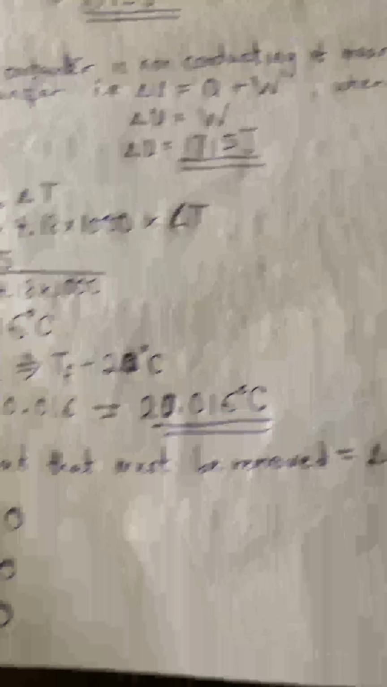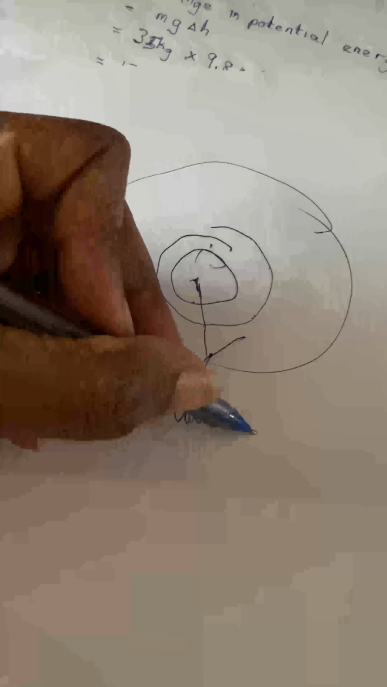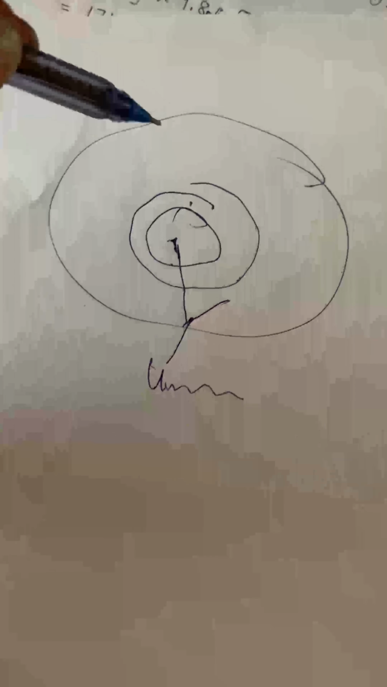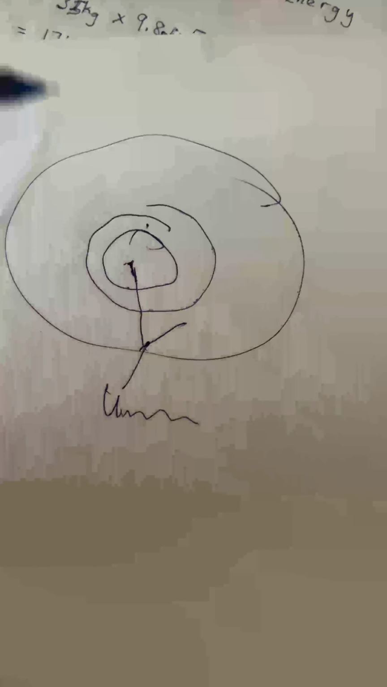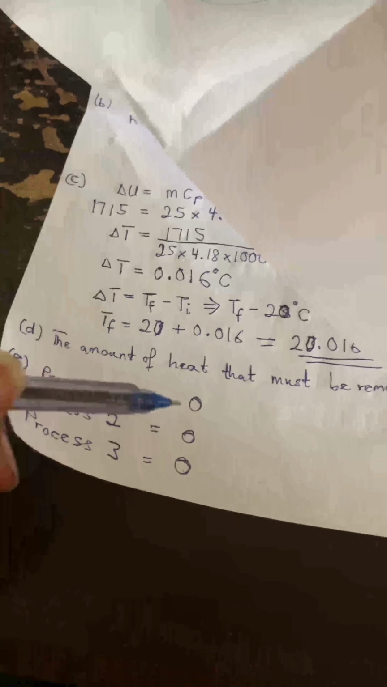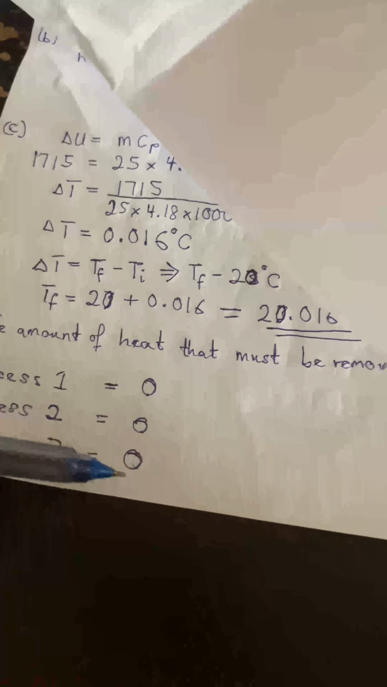So here we have a system, and we have a boundary separating the system, and we have the surrounding. The system together with the surrounding is what we call the universe, and the total energy in the universe is always constant. So whether a system is losing or gaining heat, the total energy in the universe is going to be constant. So from the first process, lowering the weight, it doesn't affect the total energy in the universe. So the change in energy in the universe will always be 0. So the second process is 0, the third process is also 0.